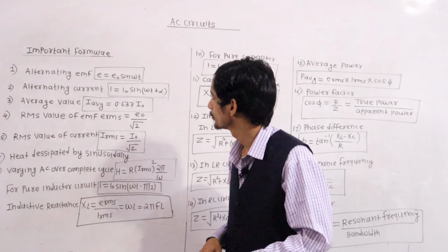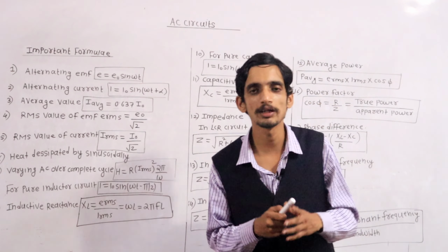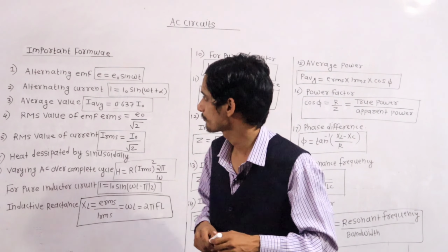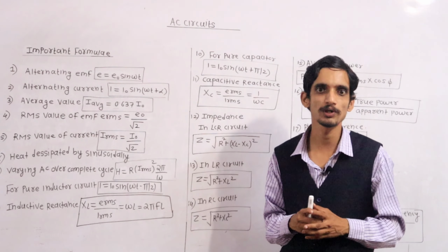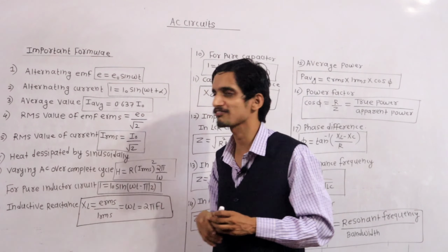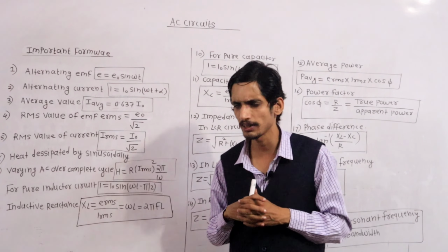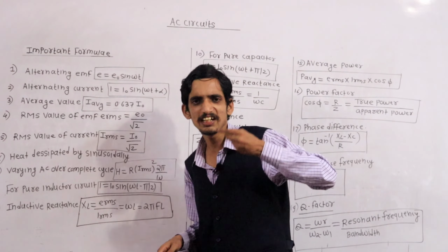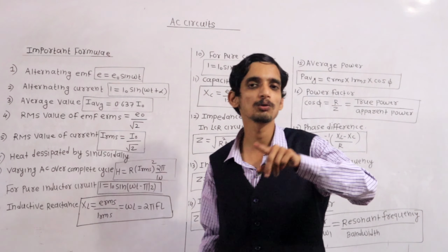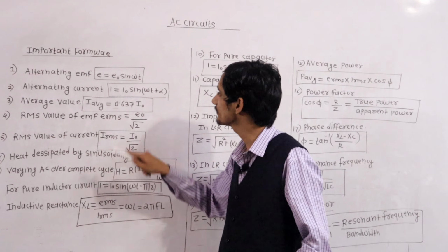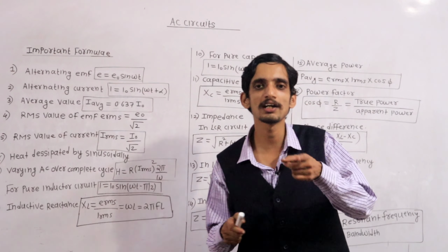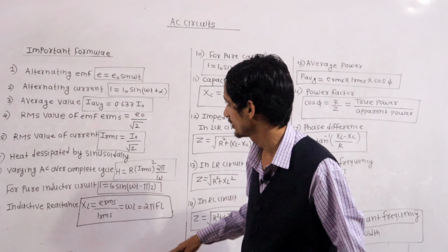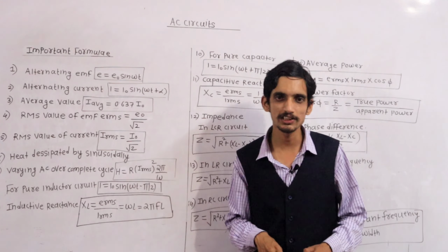Now we are going to do the quick revision of important formulae, which is part 2 of this revision lecture of alternating circuits. Alternating EMF E is equal to E0 sin omega t, in which omega is angular frequency and t is any time at which we are interested to calculate the EMF. Then alternating current I is equal to I0 sin(omega t plus alpha), where alpha is the phase difference between current and EMF.